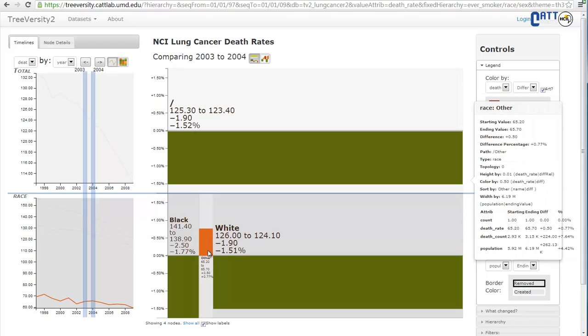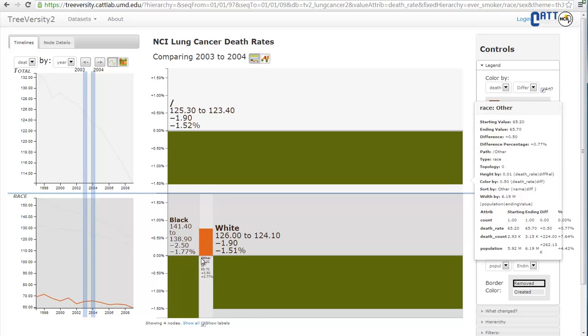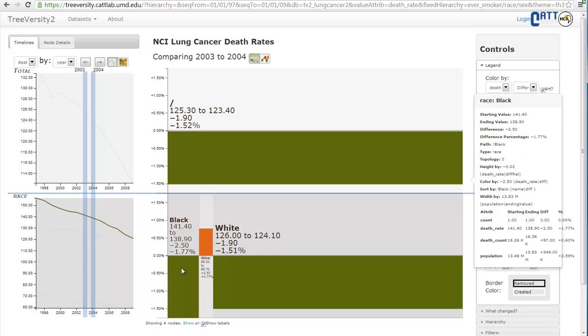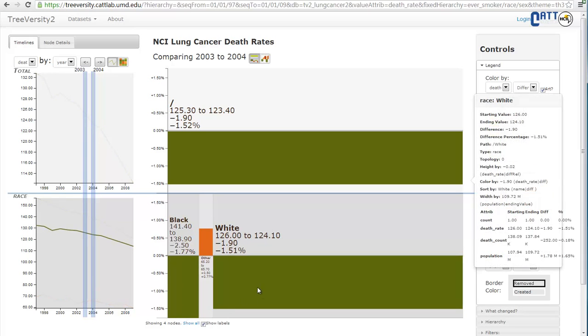And we get that both because of the color that is showing us the actual amount of change, and because of the height of the boxes that are drawn from the middle point and up, which shows the relative change. So for instance, here, the blacks are decreasing more in percentage of change, with a 1.77% decrease, than the whites, which are decreasing 1.51%.